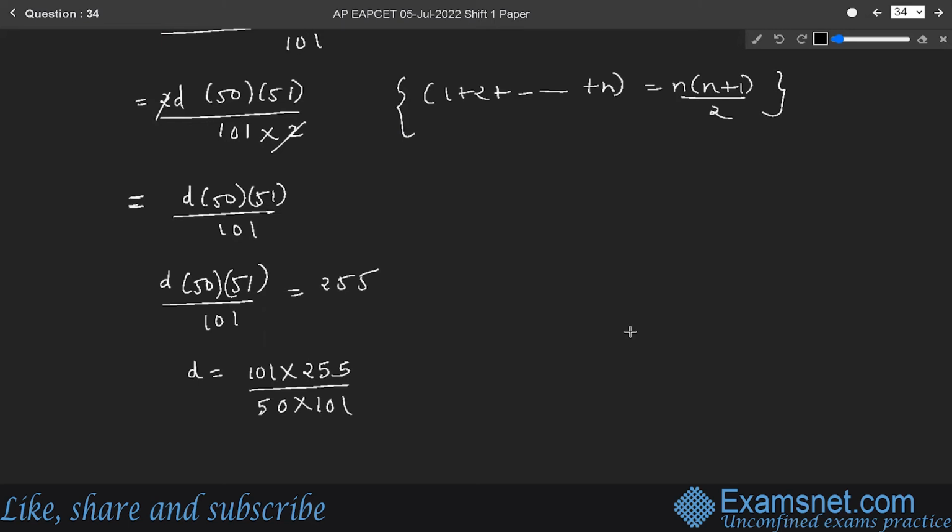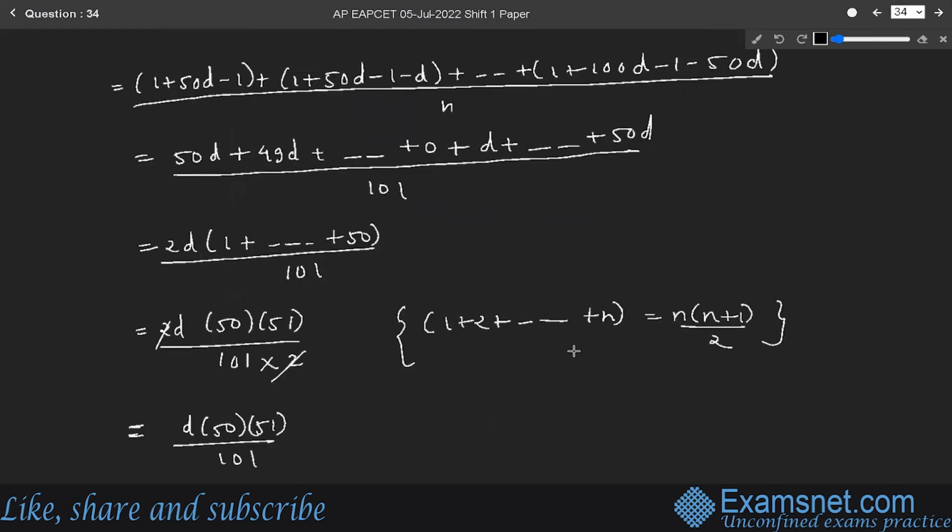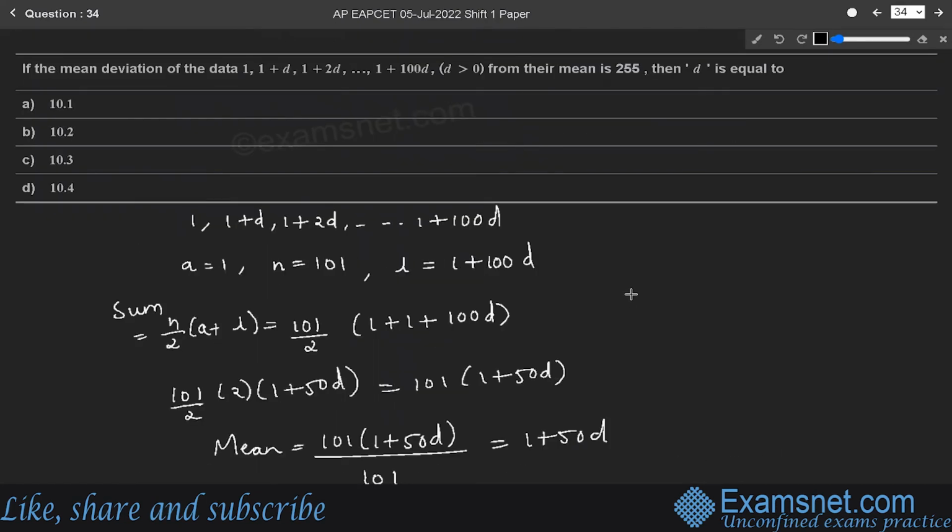See, 101 is already taken on the right hand side. So it will be 50 into 51. Now cancelling it with 5, this will be 10 and this will be 51. 51 will be cancelled. So it will be 101 upon 10, which gives 10.1. Therefore, the required value of d is 10.1. So option number A is the correct option for this question.